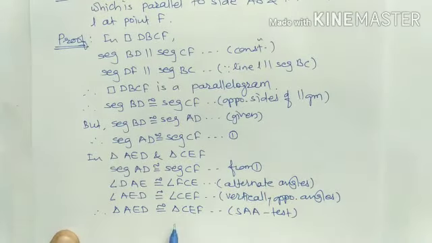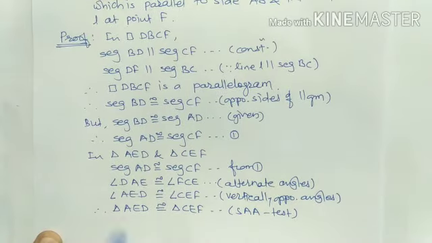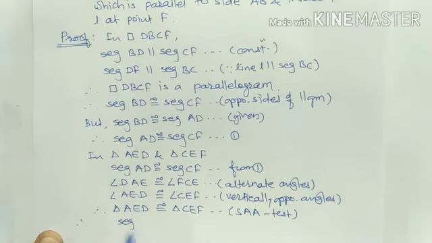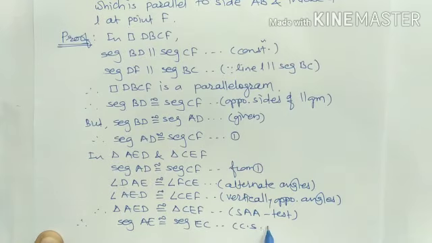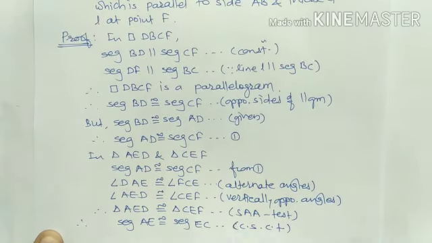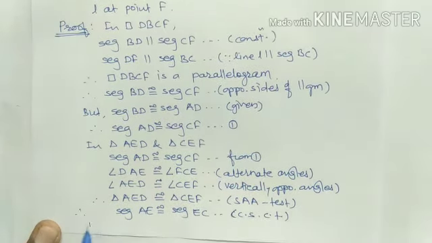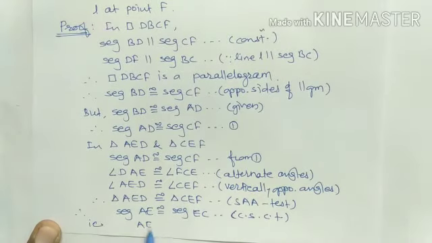Here these two triangles are congruent and therefore seg AE congruent seg EC. These are the corresponding sides of congruent triangles, and that is AE equals EC, and hence proved.